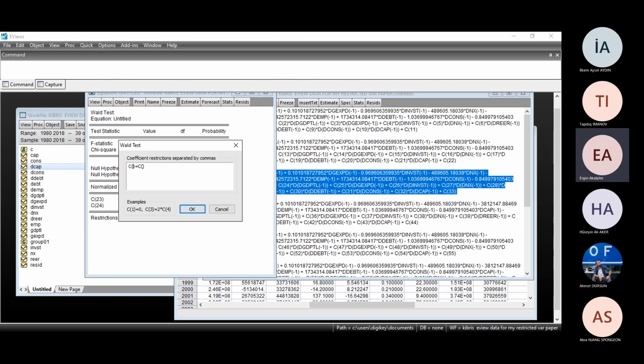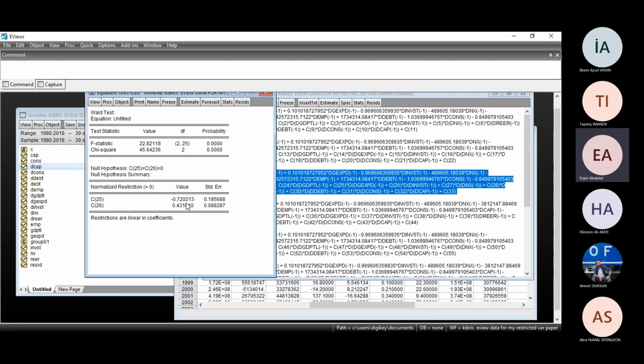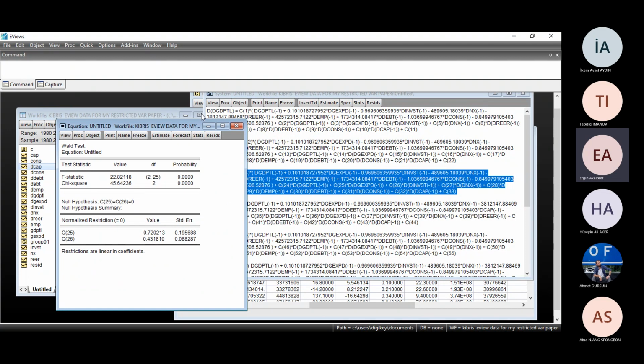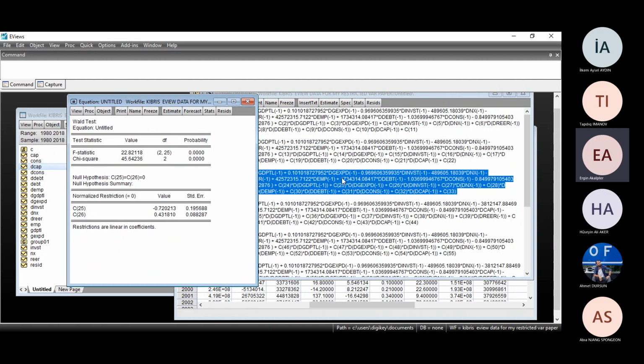I said 25 and 26, 0. And it goes like this. You see, the model is satisfying, and it is happily giving us good results for our presentations. This is the way how we are doing. Do you want me to go further, or is it enough for you? Then I will go to the estimation of the variance decomposition and vector impulse response. Then we finish this. Do you want to go further for finishing this equation also? If you want, I can do it further. I think you want it.